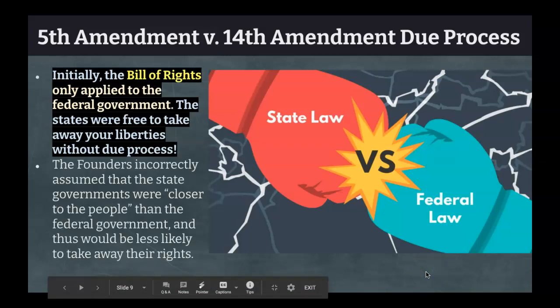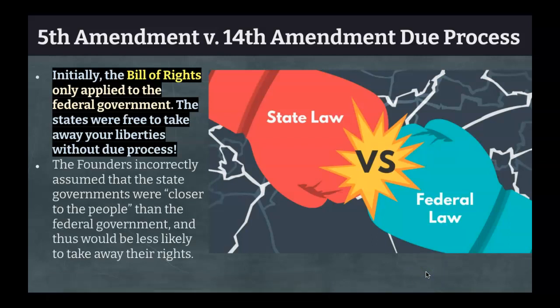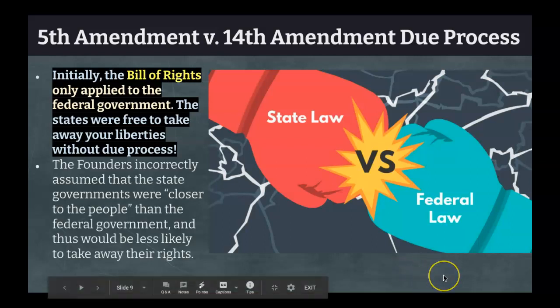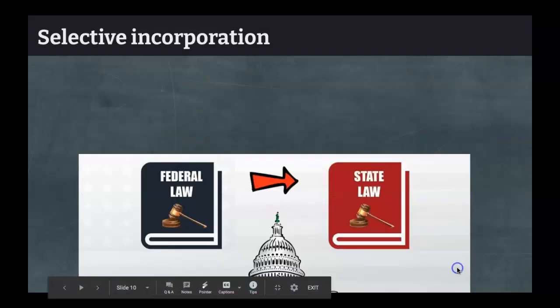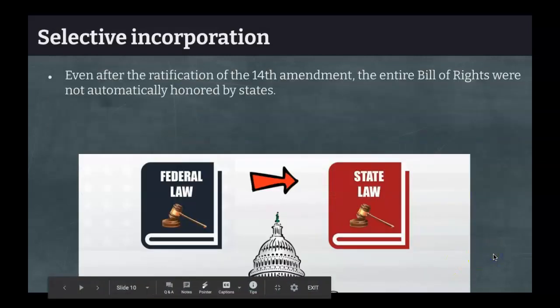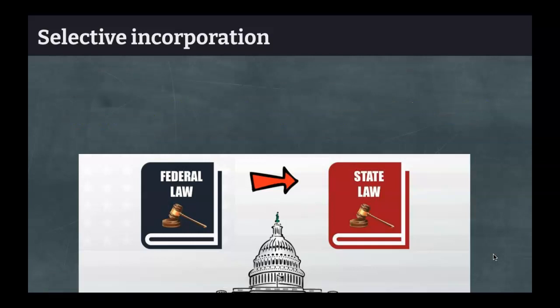The founders incorrectly assumed that the state governments were closer to the people than the federal government and thus would be less likely to take away their rights. So they didn't need to set up a Bill of Rights that the states had to follow. An incorrect assumption, as we've seen over the years. So then we have this process called selective incorporation.